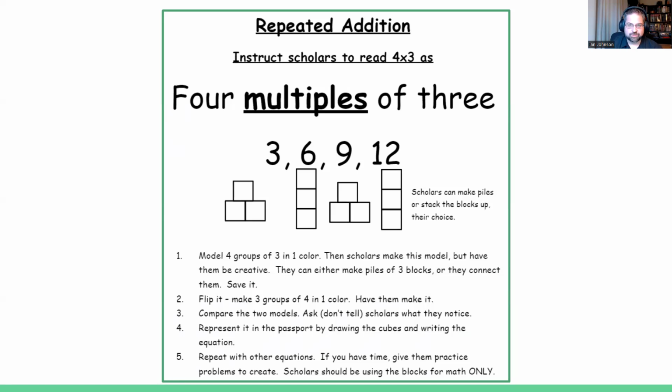When you finally do the I do portion, they're going to draw that in their box, or what's even more powerful is to use repeated addition. Instead of drawing the blocks, I would suggest having them write 3 plus 3 plus 3 plus 3 to show 4 groups of 3 is 12.